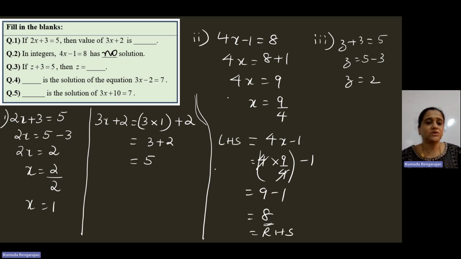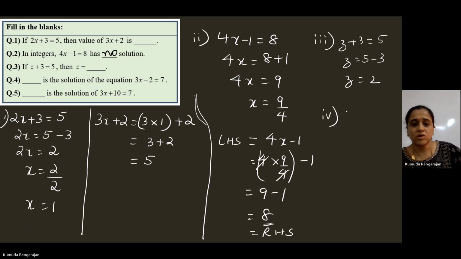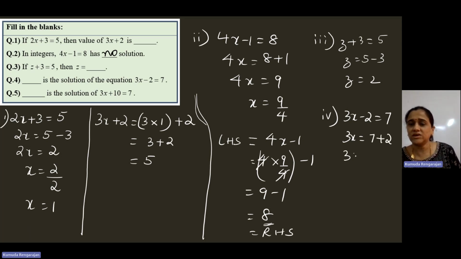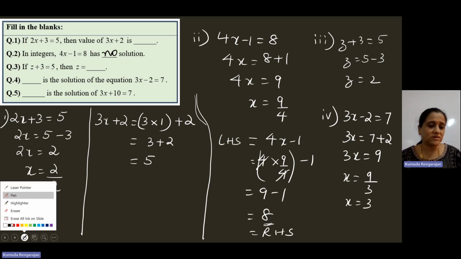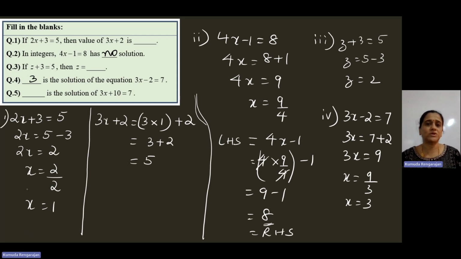Next one. Dash is the solution of the equation. So how do you do that? Solve it. 3x minus 2 is equal to 7. 3x is equal to, no. We'll finish this and then you can write everything at a stretch. 3x is equal to 7 plus 2, right? So 3x is equal to 9. X is equal to, Danya? 9 by 3. X is equal to 3. So 3 is the solution. The answer here is 3 is the solution of the equation.